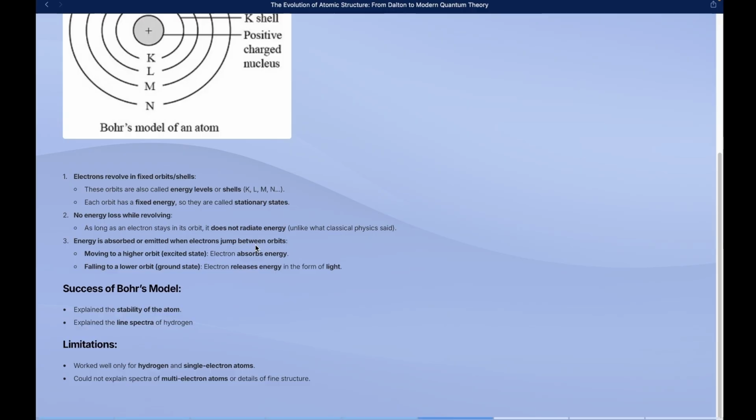So that was Bohr's atomic model. It explained many things, especially about the hydrogen atom, but still had some limitations. Like it worked well only for hydrogen and single-electron atoms, and it could not explain the spectra of multi-electron atoms and details of the fine structure of the atom.